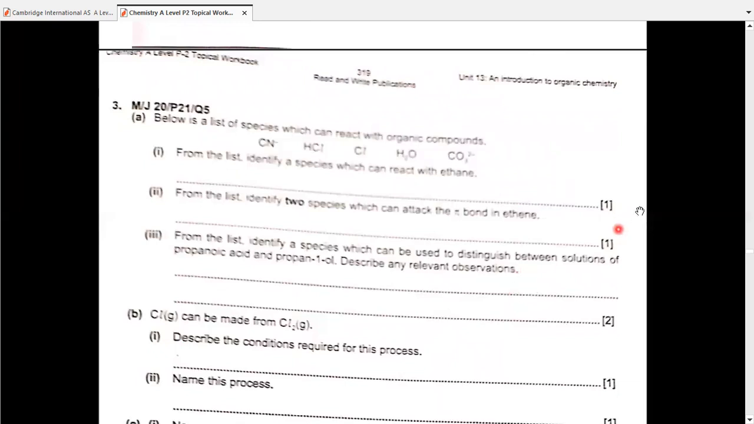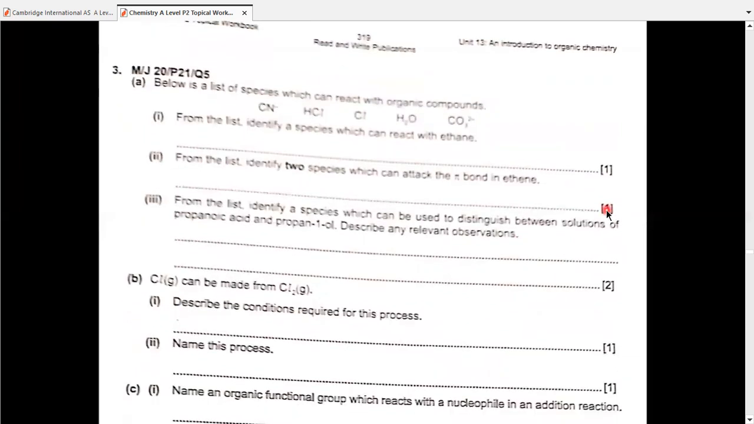Okay, let's go with this question. That's a great question. Question number 3, part A. Below is a list of species which can react with organic compounds. From the list, identify a species which can react with ethane. Now, this specifically targets chapter 15, reactions of alkanes. Ethane is an alkane. There are specific types of reactions that we specified for alkanes. Look at these, and probably only one of the species can react with an alkane. Hence, identify our species.